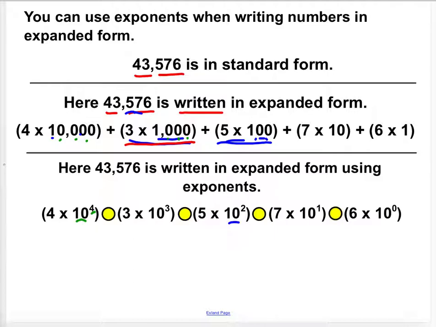So anyways, there's this quick video. If you didn't get all the notes in class or you were absent, that's what we went over today. We'll go over exponents again in greater detail.